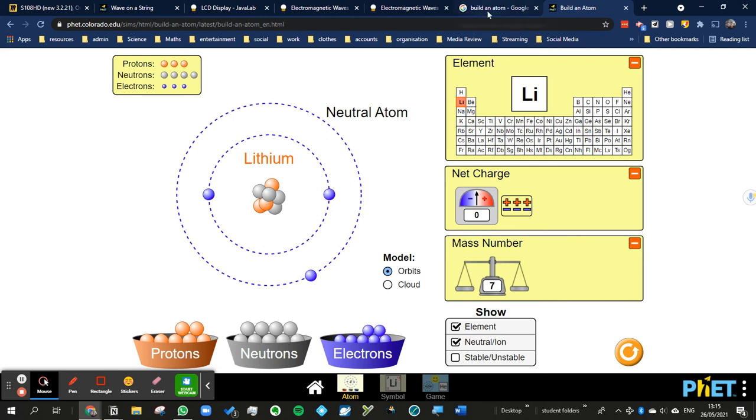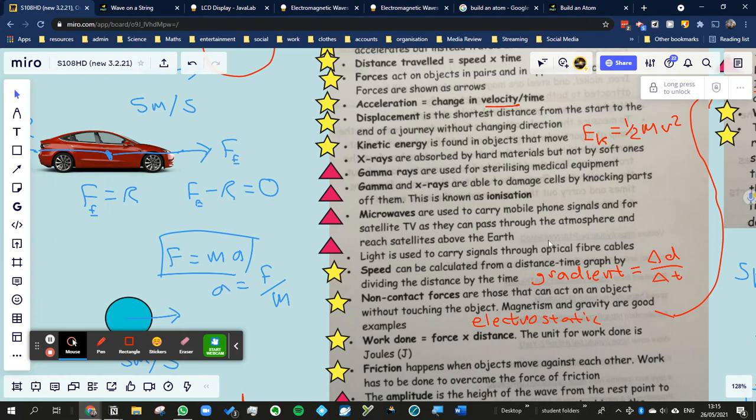So what does ionization mean? It means making something an ion. The way it might do that is by knocking off an electron. And so when it says knock off bits of the atom, I feel like that was a bit simplified. Where does it say that? Knocking parts of them. Okay, say it doesn't even say knocking off parts of the atom, it just says knocking parts of the cell.